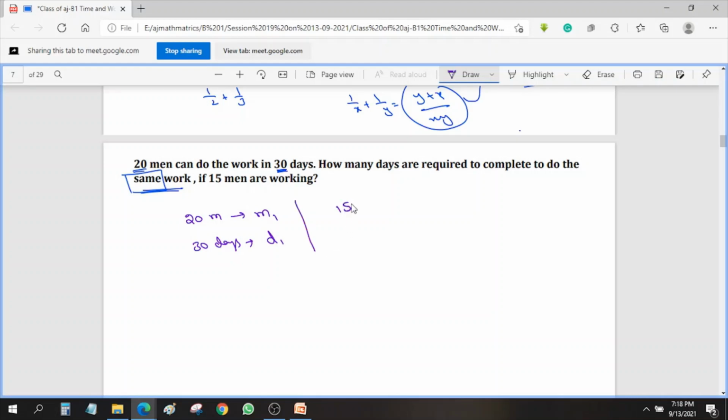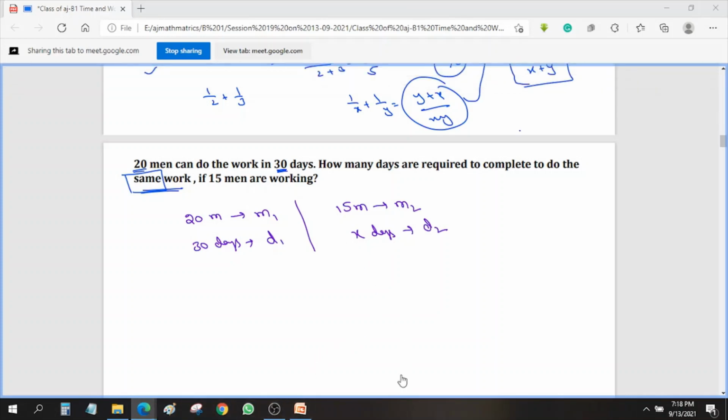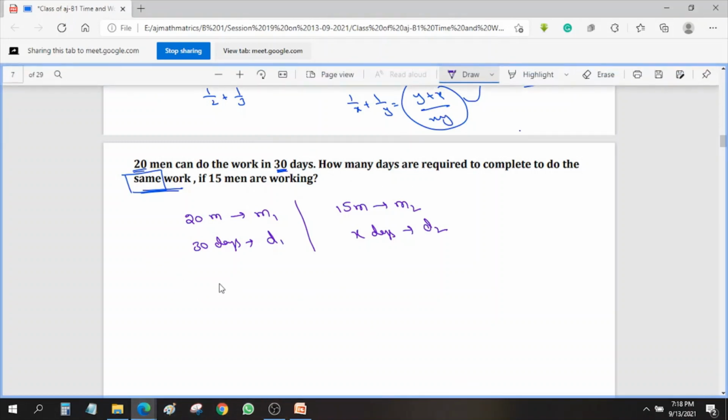Next, 15 men are also given, which is M2. And what we need to find out? How many days, X days, that we need to find out, which is D2. So M1, D1 are given, and M2 is given. D2 we need to find out. Now, what's the formula we need to apply? The basic chain rule formula: M1 D1 equals M2 D2.